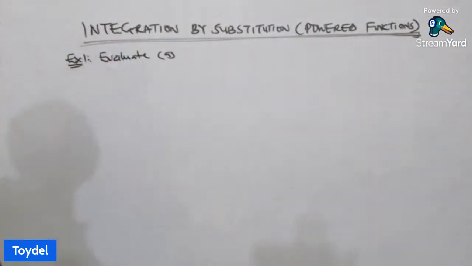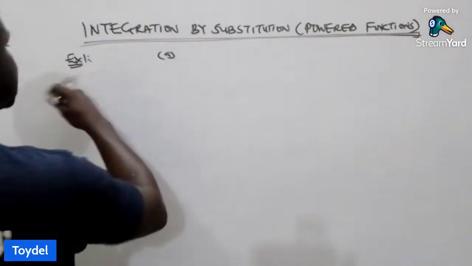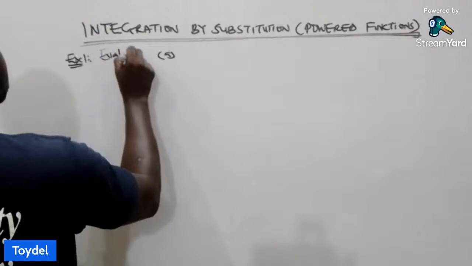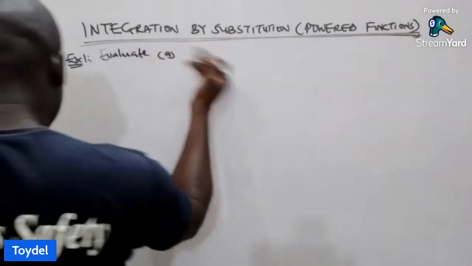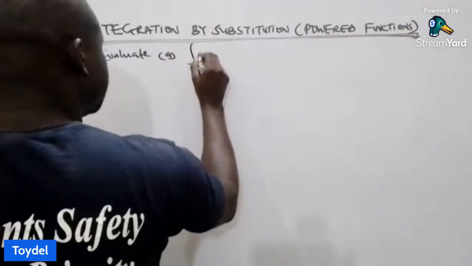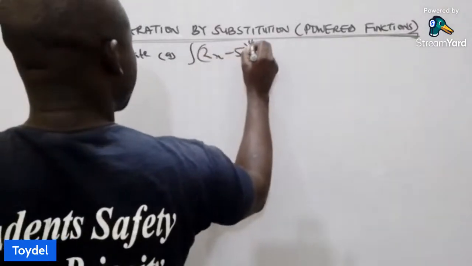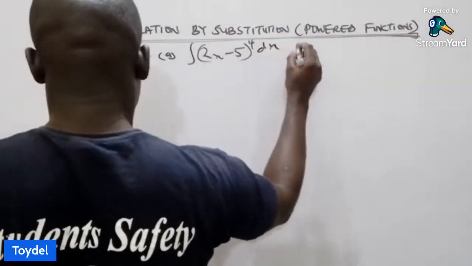Today we want to look at integration by substitution when we have powered functions. Let's say example one: integrate or evaluate, if you have something of this nature, the integral of (2x minus 5) raised to power 4 dx.